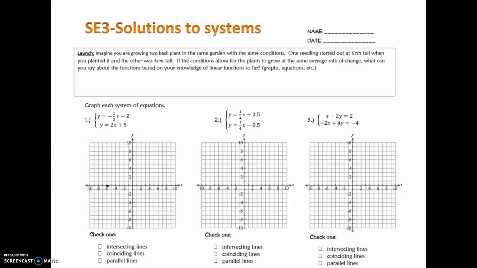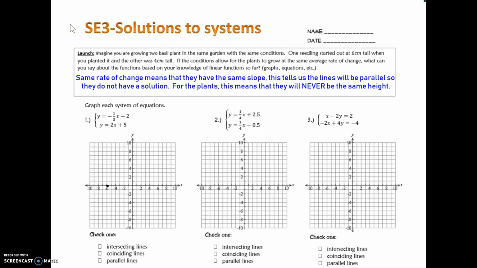Look at your classwork and I'm going to read the launch with you. Imagine you are growing two basil plants in the same garden with the same conditions. One seedling started out at 6 centimeters tall when you planted it, and the other was 4 centimeters tall. If the conditions allow the plants to grow at the same average rate of change, what can you say about the functions, and what can you say about the plants based on your knowledge of linear functions? Please pause the video to answer this question. Then once you're ready to check back in, please push play to continue.